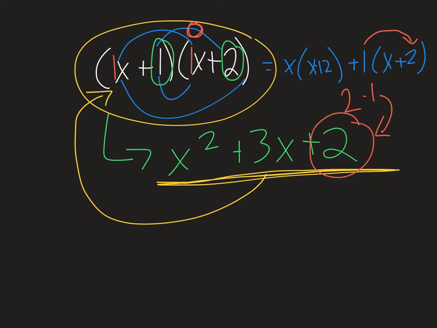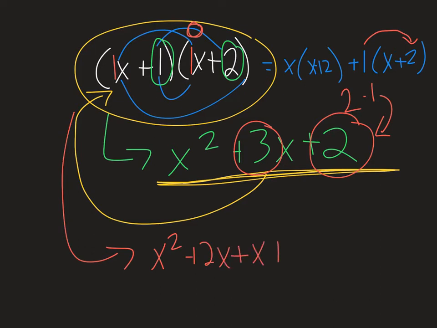And this 3 comes from an intermediate step where if I were to do double distributive or do the foiling, either way, we're going to have x squared plus 2x plus 1x plus 2. Notice that, technically, this is a 2 plus 1 times x. We're going to add the 1 and the 2 to make that middle term. So this is 2 plus 1.